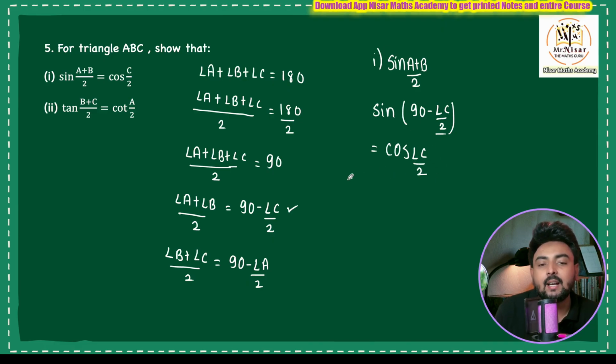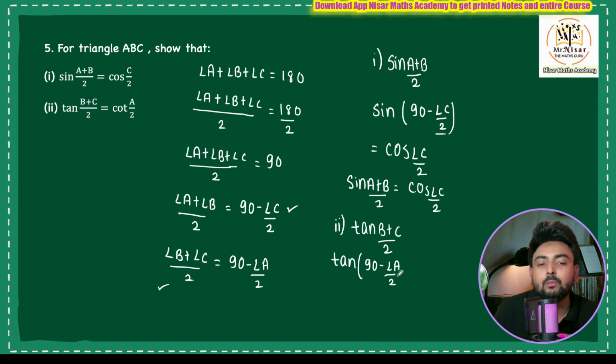This is our first answer. So can I say that whatever we needed to prove, we have got: sin A plus B by 2, we have got it as cos angle C by 2. Then we have the next question here. The next question we have is tan. So let's write here tan B plus C by 2. Come on, tell me, what is the value of B plus C by 2 you have got? You have got this as 90 minus angle A by 2.